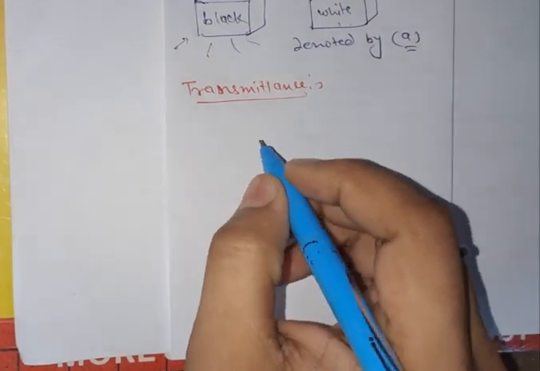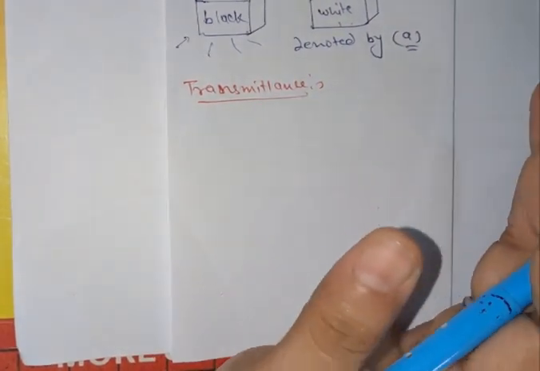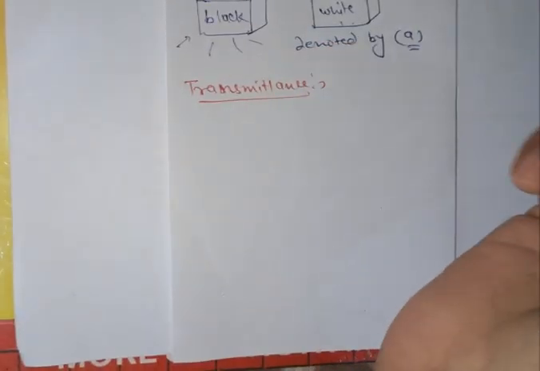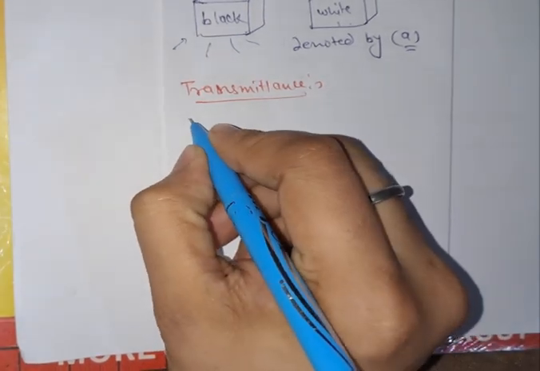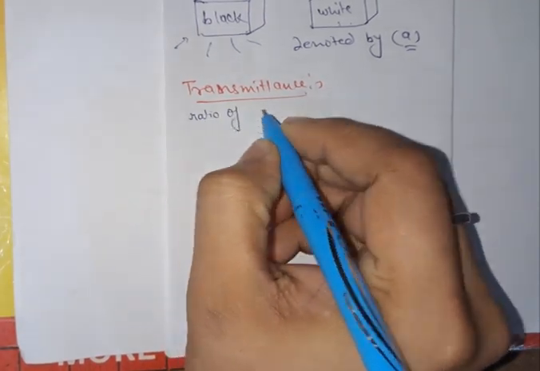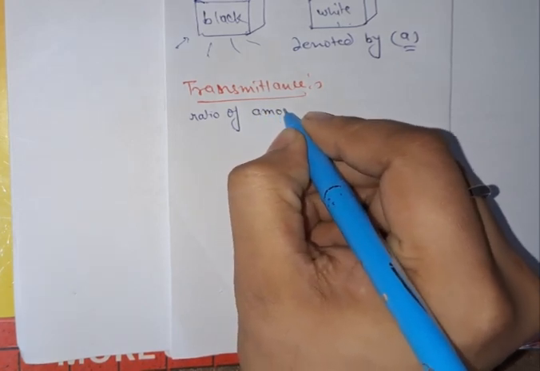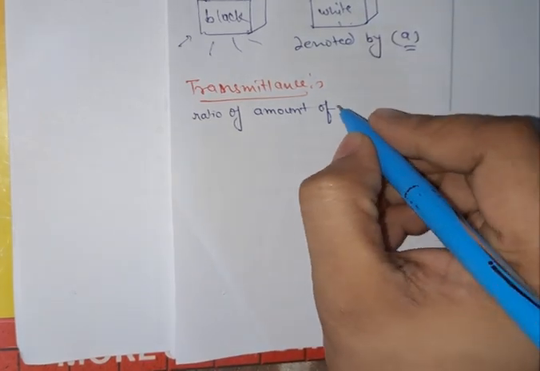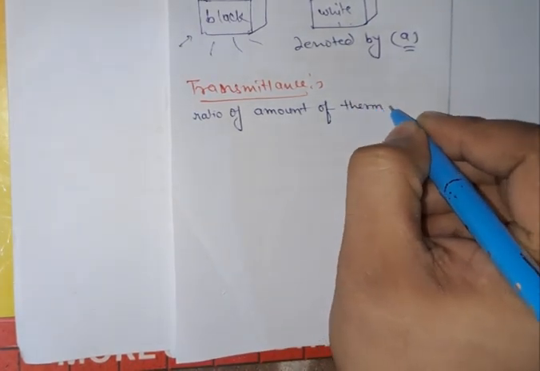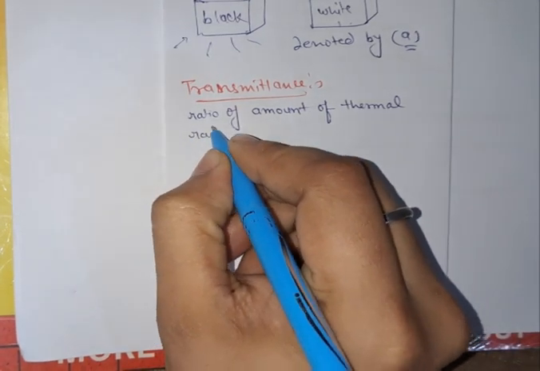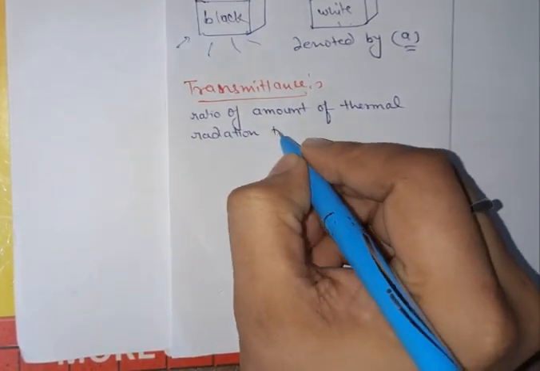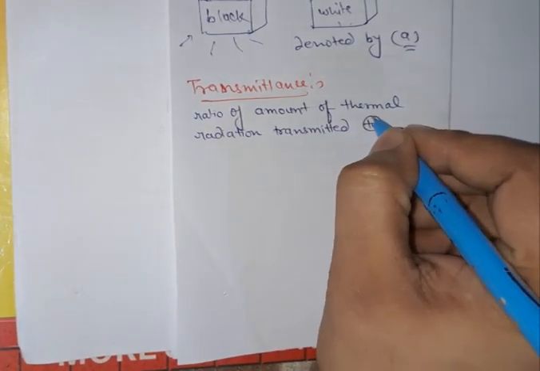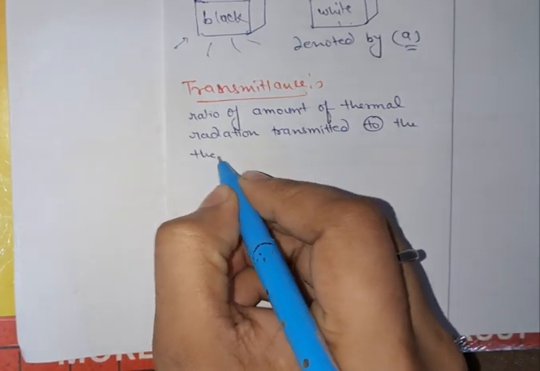So in this video we will discuss transmittance. Transmittance is nothing but the ability to transmit power, that is heat energy. So that could be defined as the ratio of the amount of thermal radiation transmitted to the thermal energy given.